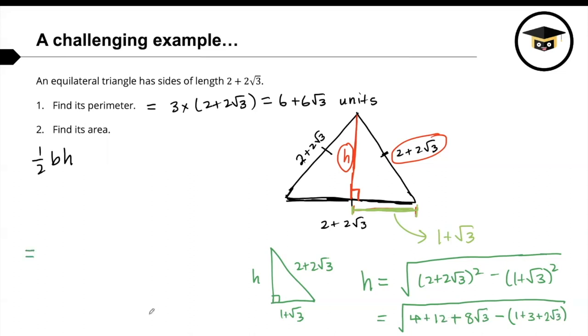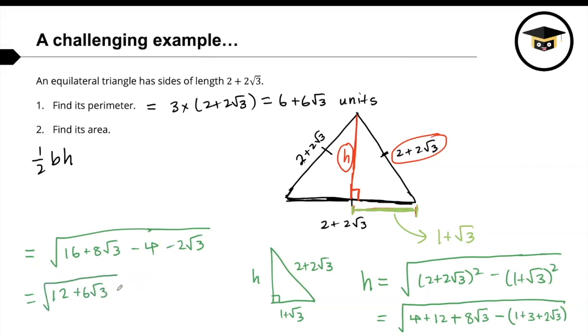4 plus 12 is 16, so we get 16 plus 8 root 3, so I'll just write that there. And then we have minus 1 plus 3 is 4, so minus 4. And then we have minus 2 root 3. So to get our final answer for the height, this is just the height, remember? 16 minus 4 is 12. And we have 8 root 3 minus 2 root 3, which is 6 root 3. So we have 6 root 3. So it's the square root of 12 plus 6 root 3.